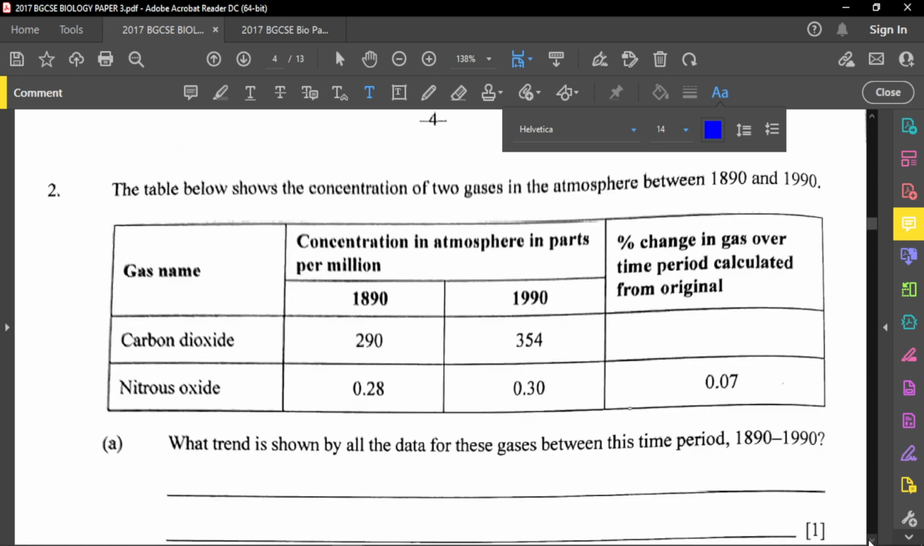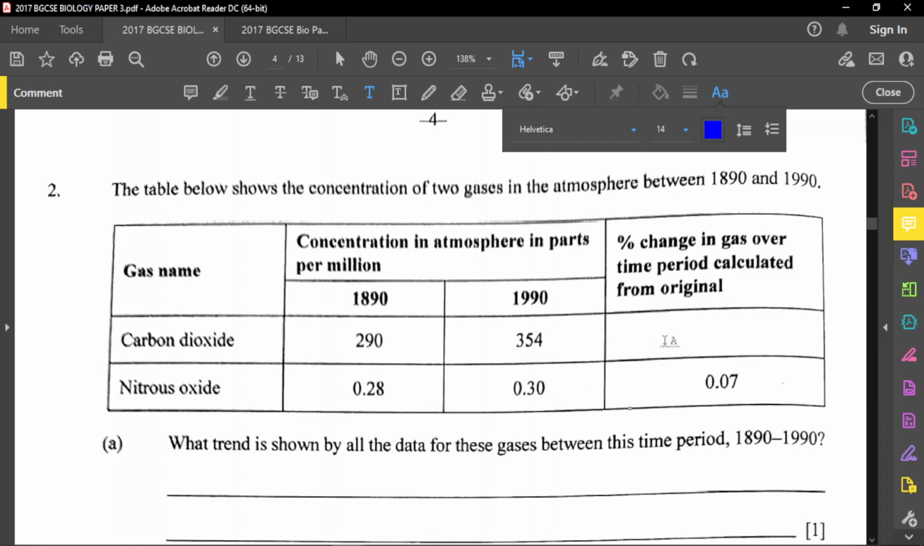All right, so for question 2 now, the table shows the concentration of 2 gases in the atmosphere between 1980 and 1990. You have the gas named carbon dioxide and nitrous oxide. It's the concentration in the atmosphere in parts per million in 1980 and 1990. Here we have 290. We have 0.2 for the nitrous oxide. We have 354 for carbon dioxide, and we have 0.3 for the nitrous oxide.